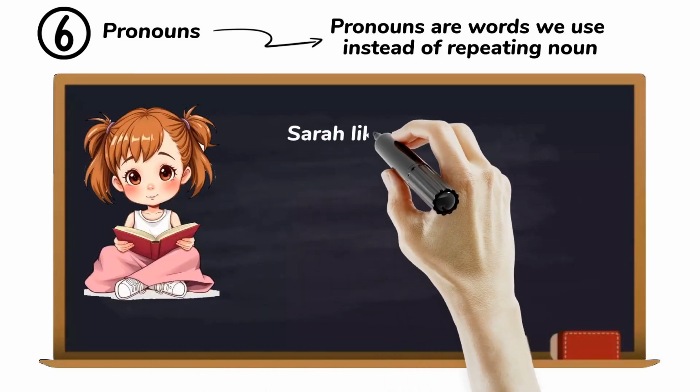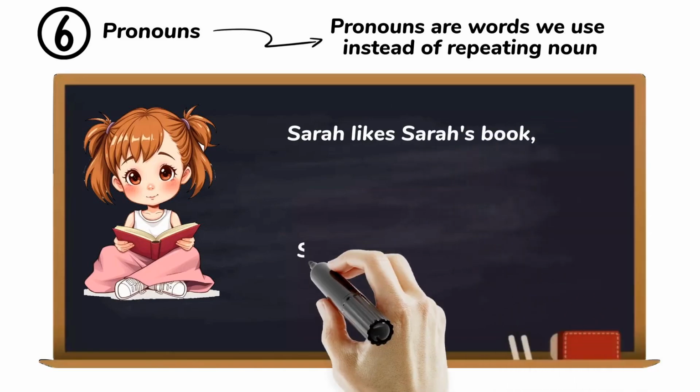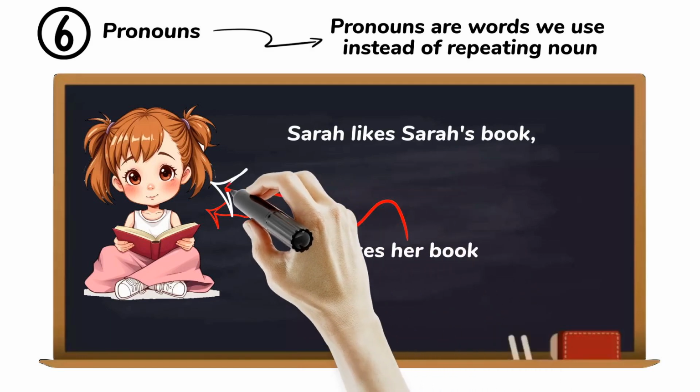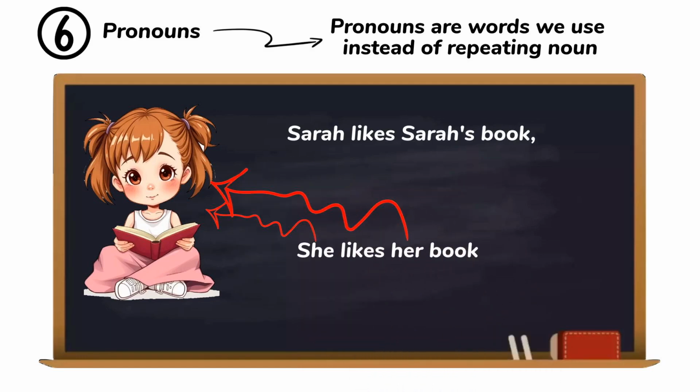For example, instead of saying Sarah likes Sarah's book, we say she likes her book. Here, she and her are pronouns that replace Sarah. This way, we don't have to keep repeating the same name, and the sentence sounds more natural.